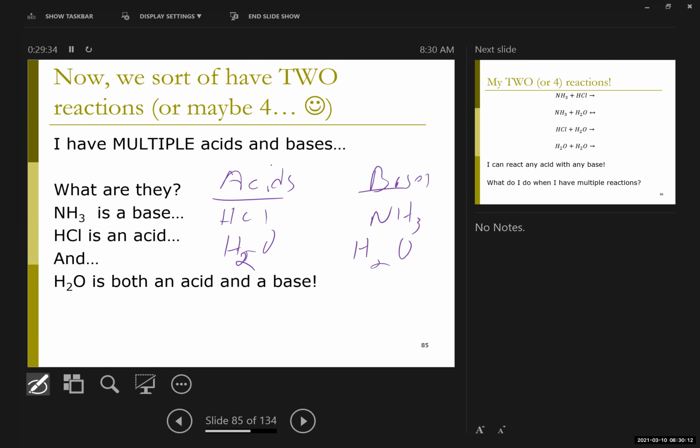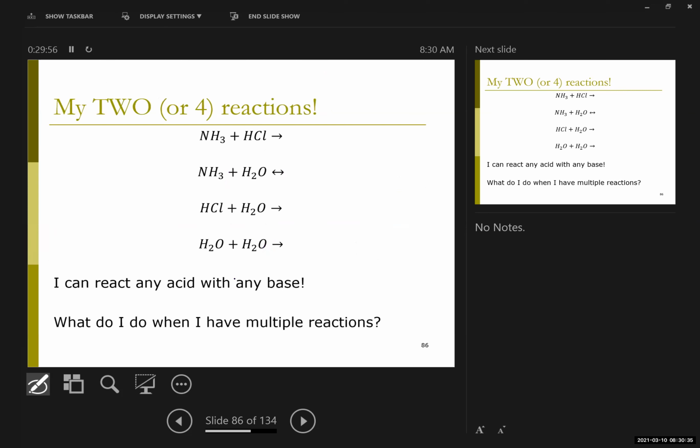And so as we saw on Monday, in this case I end up with the situation where I have multiple acids and multiple bases. And so I have multiple acid-base reactions. Specifically, if I have two acids and two bases, I have how many acid-base reactions? I have 4 possible acid-base reactions. And they're all going to happen.